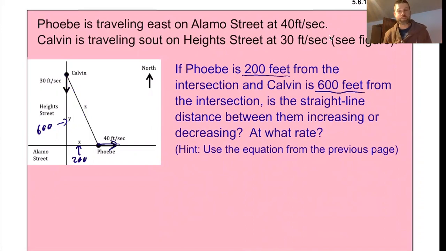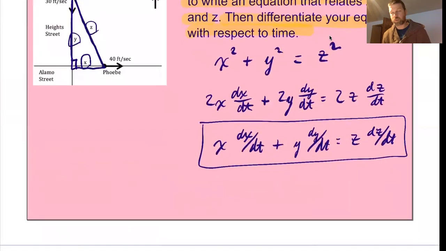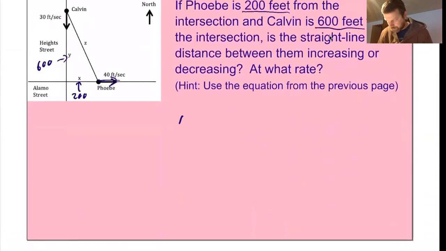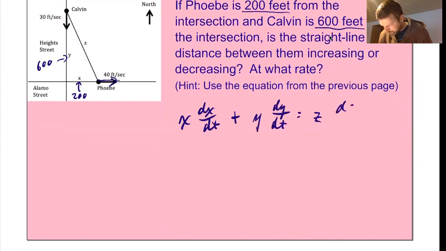Well, we just wrote an equation that showed the relation between the rates of x, y, and z right here. So we're going to use that equation and plug in the things we know. So I've got x times dx/dt plus y times dy/dt equals z times dz/dt.